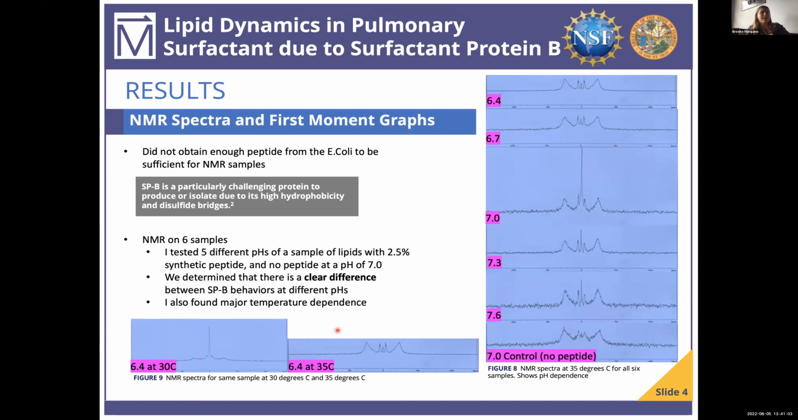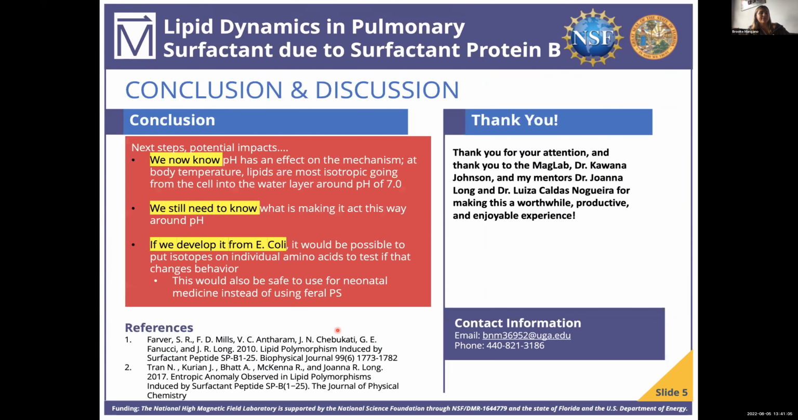Conclusion, we now know that pH and temperature have an effect on the mechanism. At body temperature, the lipids were most isotropic at a pH of 7. And this is interesting because it is kind of the transition between the cell and the water. We still need to know what is making it act this way.